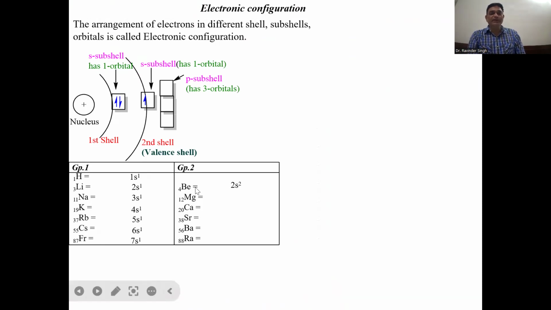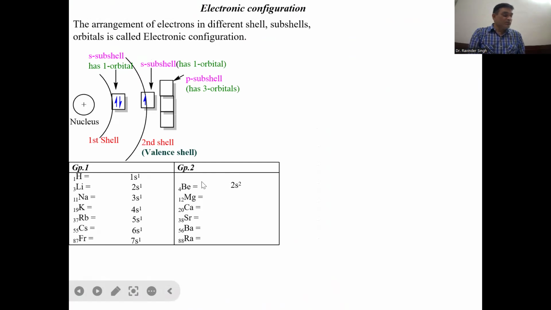Now we can write the electronic configuration for beryllium. The complete configuration of beryllium is 1s2, 2s2, meaning just fill one more electron in that position. As you can see, the above diagram is for lithium. If you fill one more electron in the s subshell of the second shell, meaning one more electron with spin in the opposite direction, then that will be 2s2.